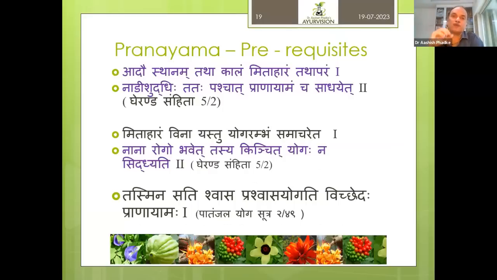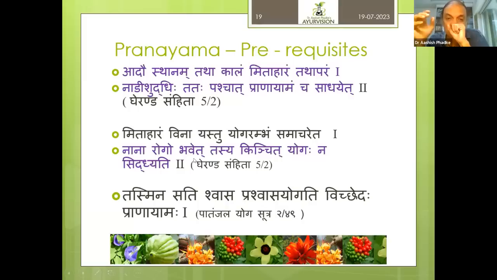Now coming to pranayama, it has been very clearly mentioned: Adau sthanam tatha kalam mitaharam tatha param, nadi shuddhi tatha paschat pranayamam cha sadhayet. Now here you see the term mitaharam. Mitahar is a term which is there in yoga, and it is also there in Ayurveda. Okay, now we'll see first yoga, then I'll speak about Ayurveda as well. Now: Mitaharam vina yastu yogarambam samacharet, nana rogo bhavet tasya kinchit yoga na siddhyati.